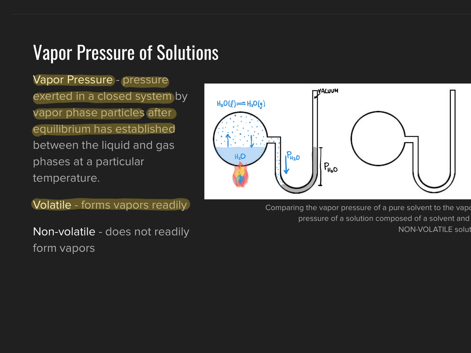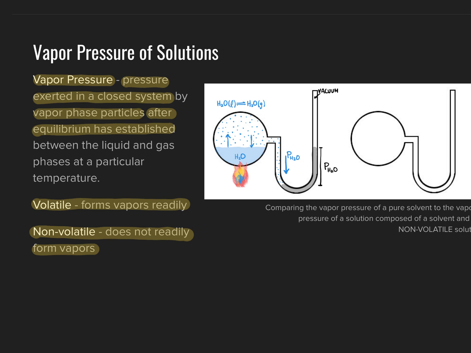Now that's in contrast to a substance like, say, table salt. Table salt would be a substance we would expect to be relatively non-volatile. That is, it does not readily form vapors. We're familiar with it. If you spill salt on the countertop, it's just going to sit there. It's not going to evaporate off, forming salt gas in the air around you.